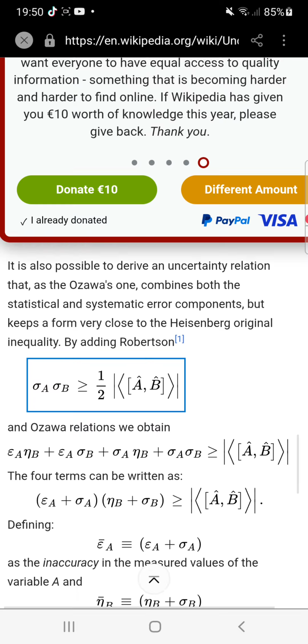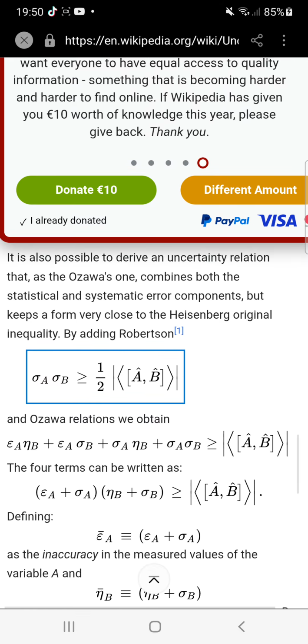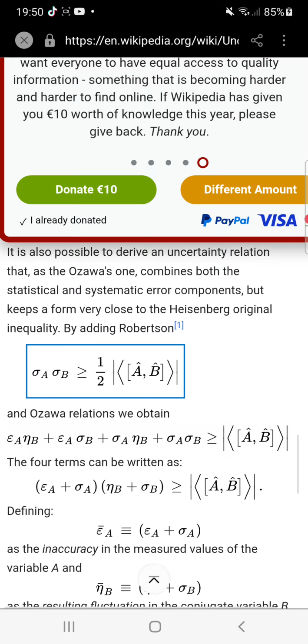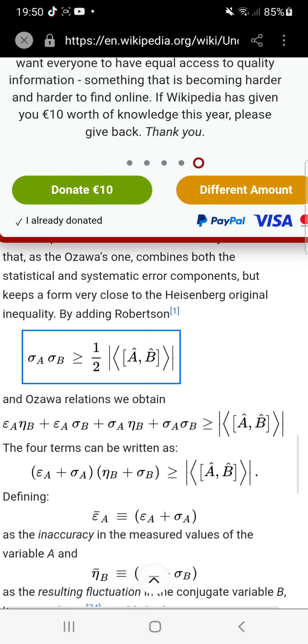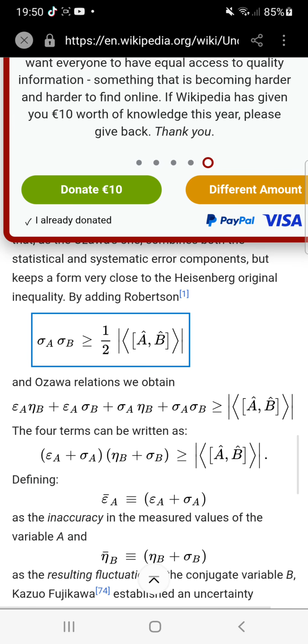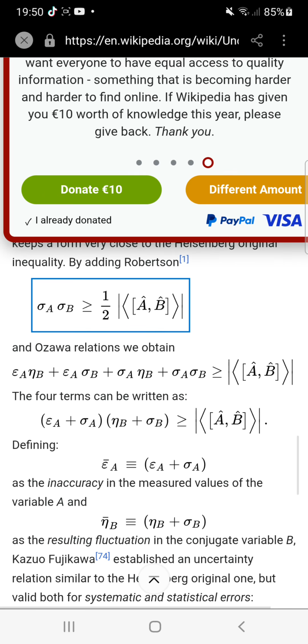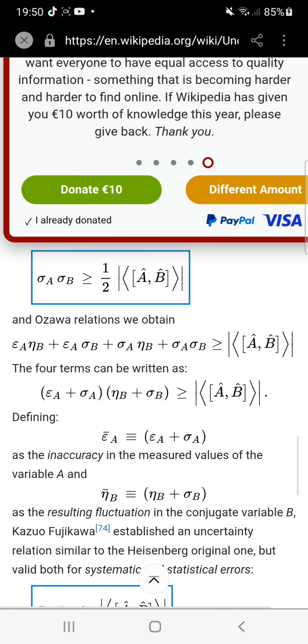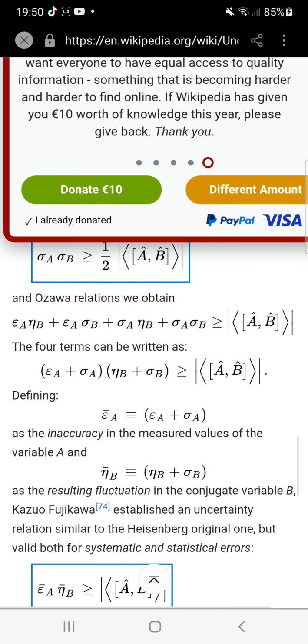It is also possible to derive an uncertainty relation that, like Ozawa's, combines both the statistical and systematic error components, but keeps a form very close to Heisenberg's original inequality by adding Robertson's sigma A sigma B greater or equal half the absolute value of the expectation of the commutator of A and B. And Ozawa's relations, we obtain epsilon A eta B plus epsilon A sigma B plus sigma A eta B plus sigma A sigma B greater or equal the absolute value of the expectation of the commutator of A and B.